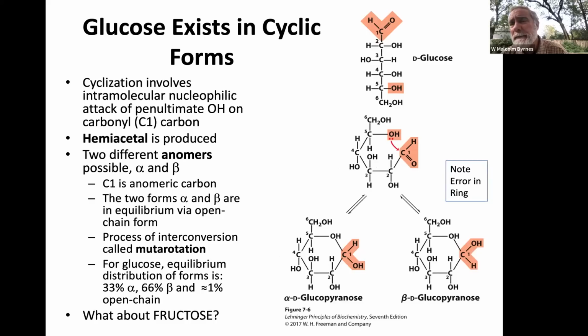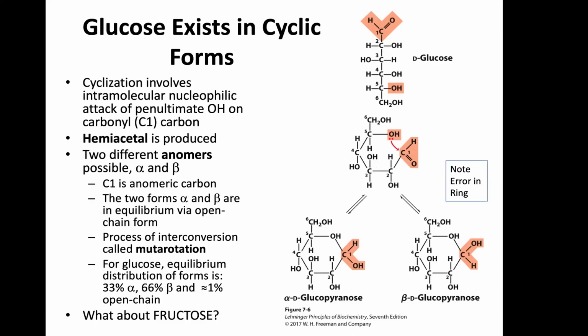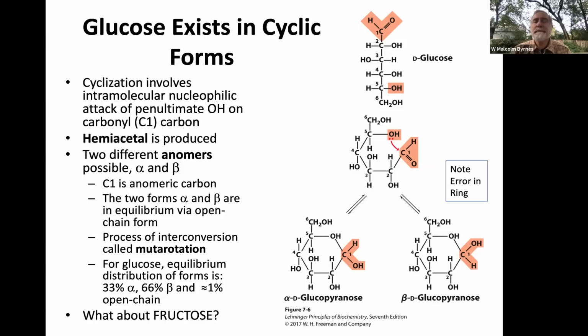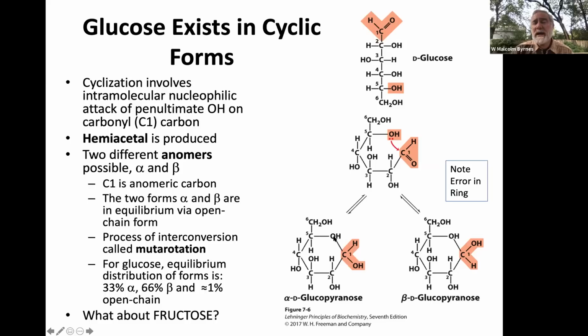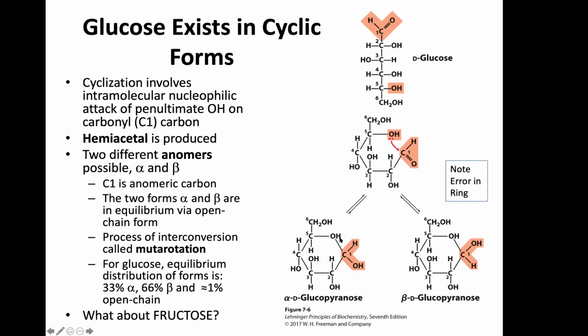Is the note in the error ring? Where is that error at? You're saying to pay attention to the hydrogen, but it looks like when it does form the alpha, the hydrogen's still there. So where are we noting that error at exactly? Yeah, this hydrogen on the oxygen in the ring. That should not be a hydrogen on that oxygen. Okay, thank you.